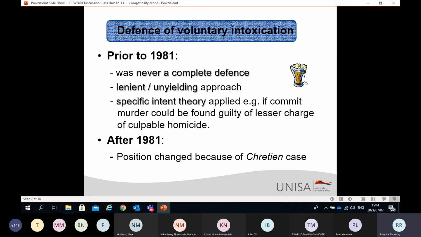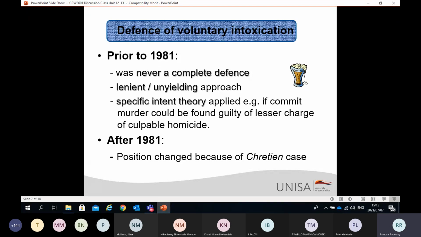If you read cases like Johnson, 1969 (1) SA 201 (A), or cases as old as R versus Borg, 1916 TPD 303, those cases established that before 1981, the law did not allow intoxication to be a complete defense.